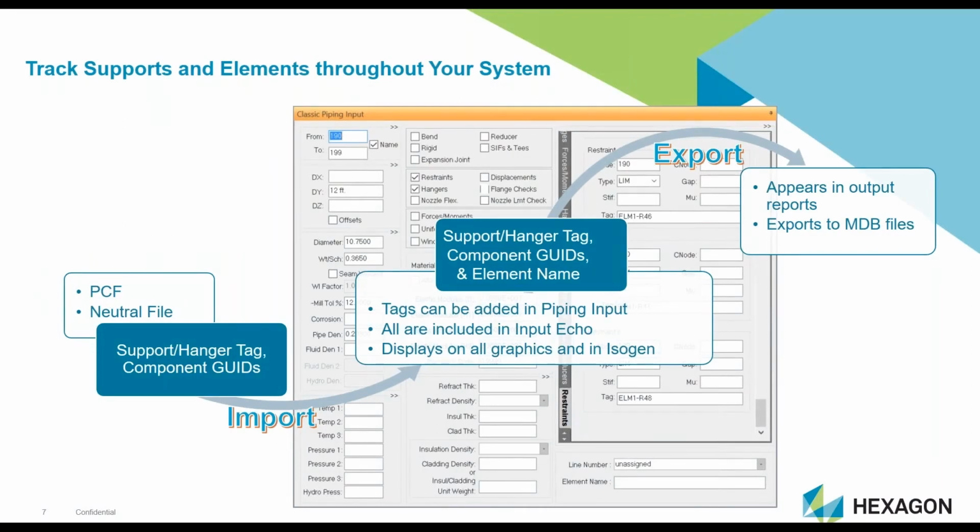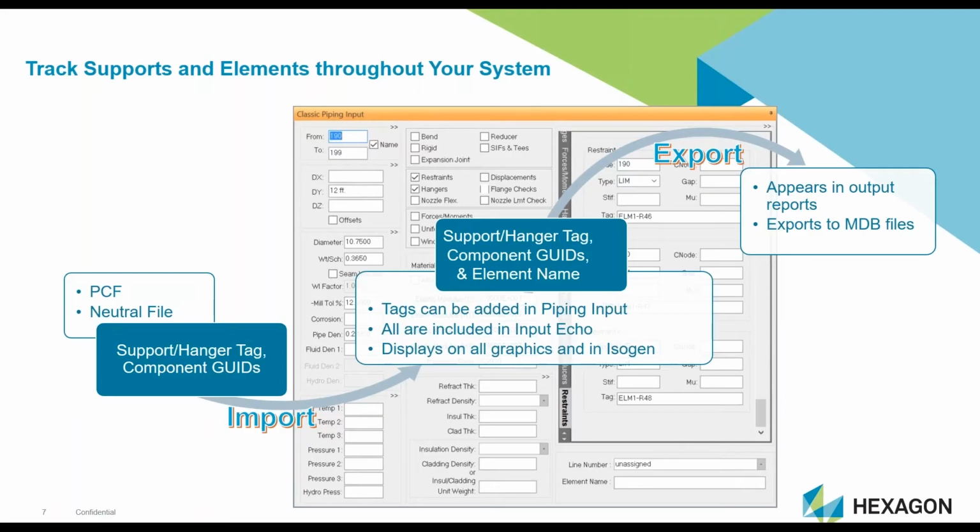Basically, support and hanger tags or identifying fields can now be brought in. That data can be brought in from a PCF or neutral file, as well as a component GUID, and I'll touch on that in a minute to explain what that is. You can add this tag information in the piping input. All the information is included in the input echo report, and all the tag and identifying information displays on graphics and in Isogen.